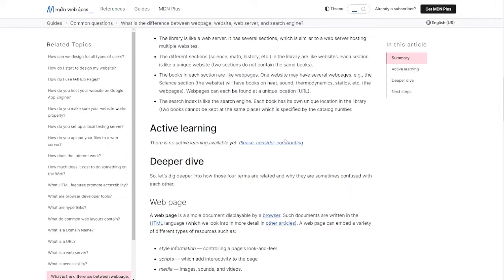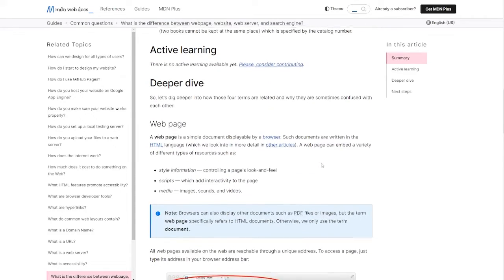The search index is like the search engine. Each book has its own unique location in the library. Two books cannot be kept at the same place, which is specified by the catalog number.